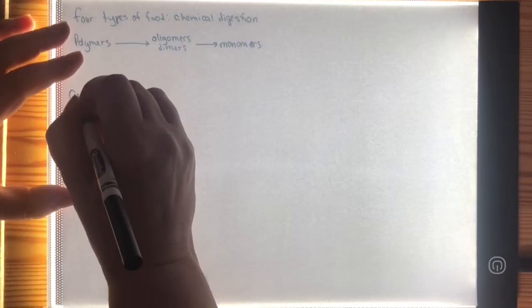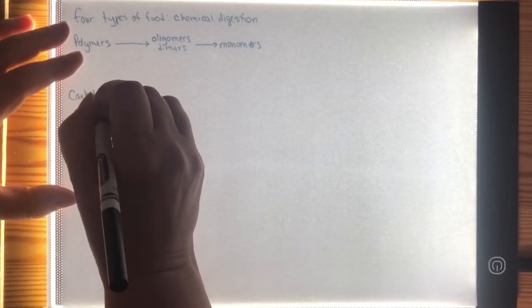Okay, so two key words with chemical digestion: enzymes, and then monomers, which is a unit of foodstuffs that's small enough to actually be absorbed. Oligomers and dimers are still too large to be absorbed. It's an interim stage, but monomers are small enough that at this point you can actually absorb them into the body, usually through the walls of the small intestines.